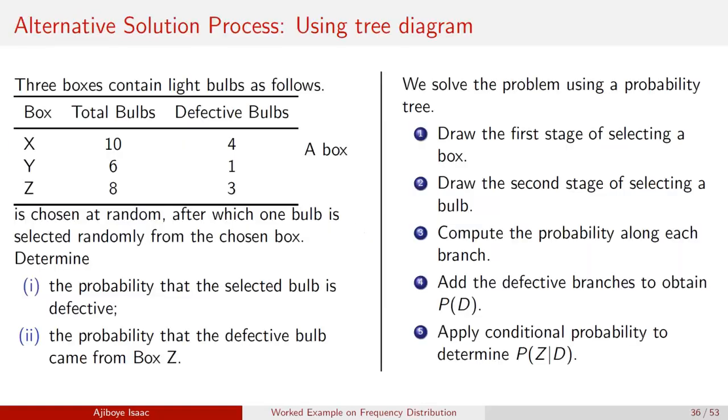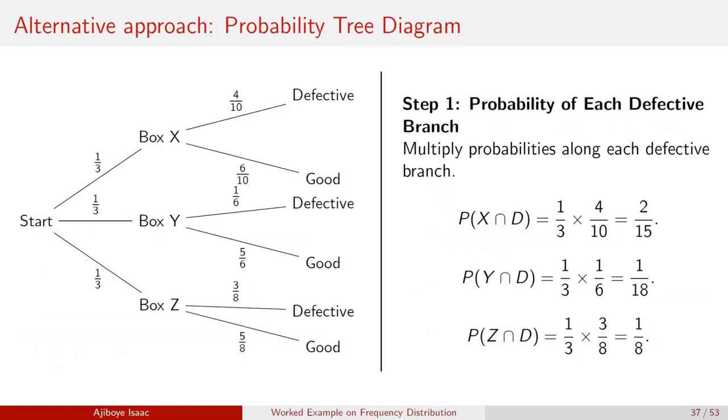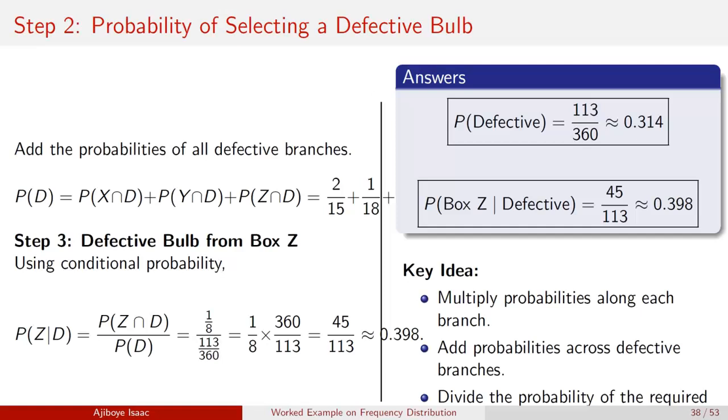An alternative approach for solving a Bayes' theorem problem is to use a tree diagram. We multiply across the defective branches to get the intersection of X and defective, Y and defective, Z and defective. By the time we multiply, we'll get the probability of defective from each box, and then we can add them together to get the total probability of defective bulbs. And then we find the probability that a defective bulb is from box Z.